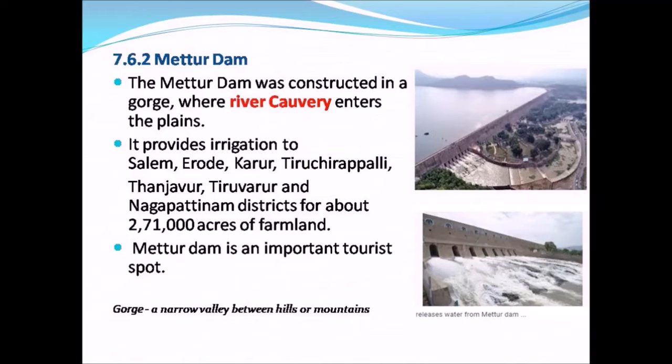Mettur Dam is located in Salem district. It provides irrigation to Salem, Erode, Karur, Tiruchirappalli, Tanjavur, Tiruvarur and Nagapattinam districts. It irrigates about 2,71,000 acres of farmland. Mettur Dam is also an important tourist spot. The dam, park, major hydroelectric power stations, and hills on all sides make this dam an important tourist spot.